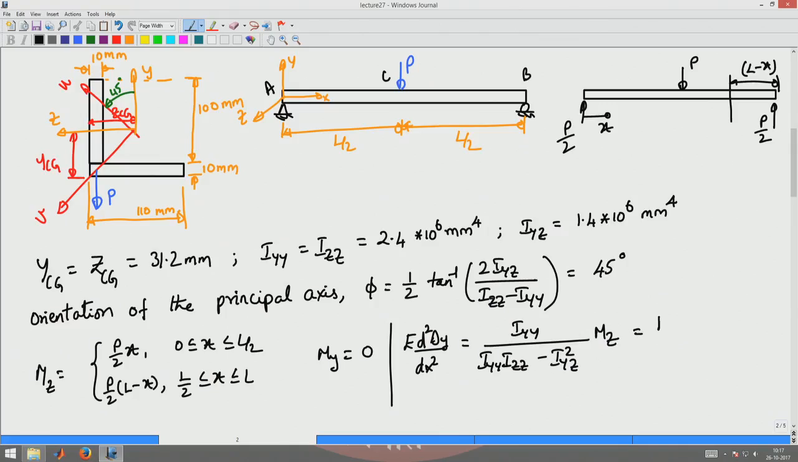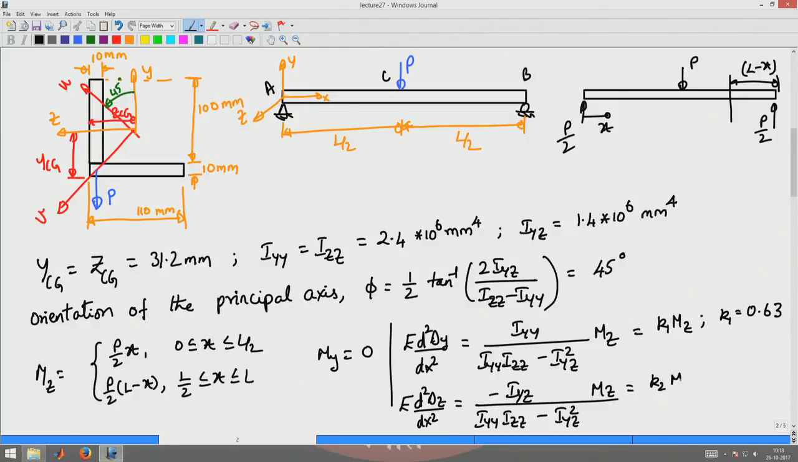This I will write as k1 times Mz, where k1 for our cross section is 0.63. Similarly, E times d square delta z by dx square from the equation above will be minus Iyz divided by Iyy Izz minus Iyz squared times Mz. This I will write as k2 times Mz, where k2 is 0.37 for our cross section.